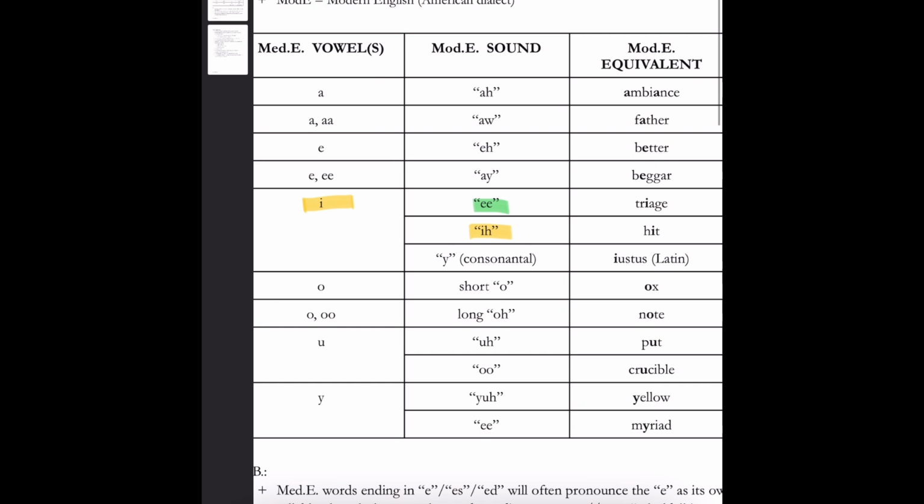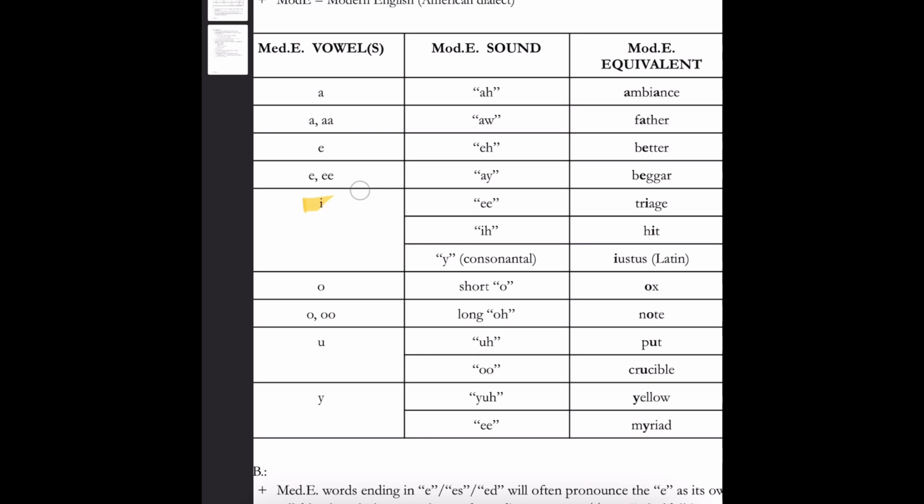Otherwise, if it's in the middle of a word, it might be an E, might be an I, as in hit. There's also the consonantal Y sound with the letter I here. You'll see that a lot with Latin words like Justus. The way that we say that Y is sometimes vocalic, sometimes consonantal. I is a tricky sound, and can have a few different sounds.